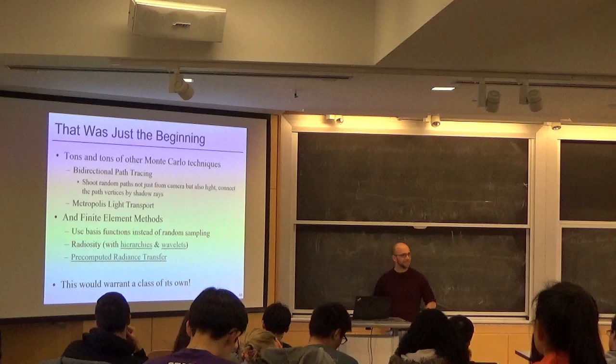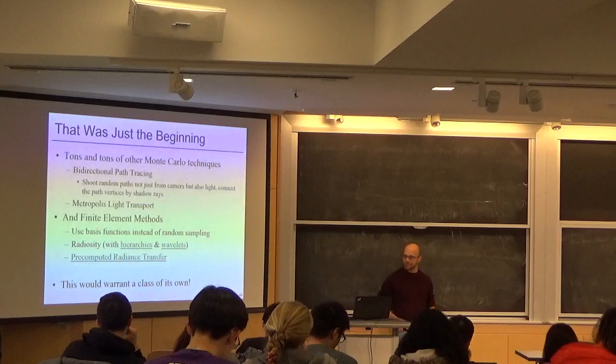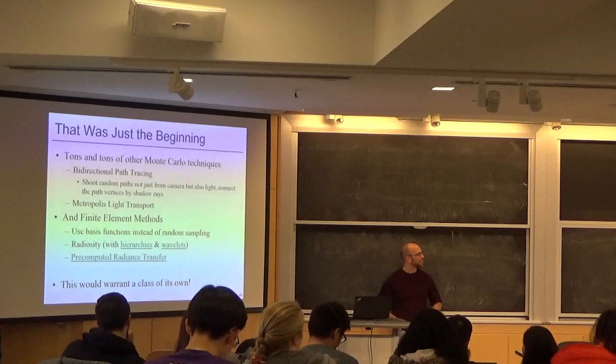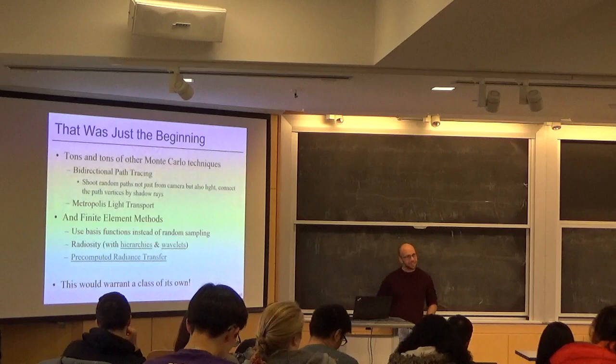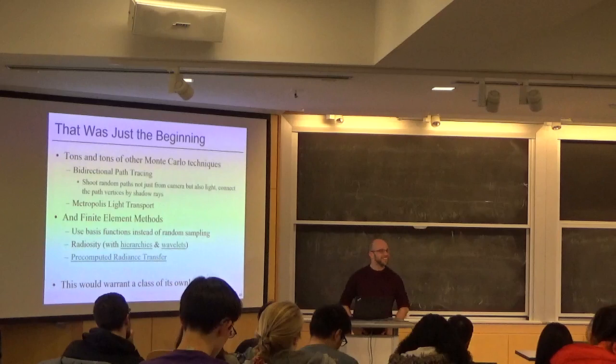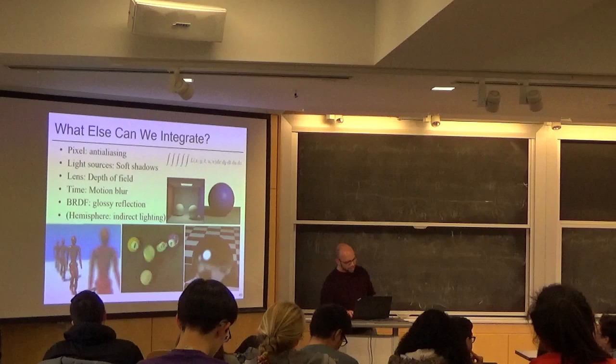But this is just the tip of the iceberg in terms of cool randomized techniques. For example, there's bidirectional path tracing, where maybe you send rays from the light and your eye and see if they can meet halfway, or certain finite element techniques and so on. This would, and indeed does, warrant a class of its own at many institutions. Sadly for you, MIT's graphics group is a little small, but I think this particular kind of advanced rendering course is currently missing. But there's really all kinds of cool stuff that you can do.